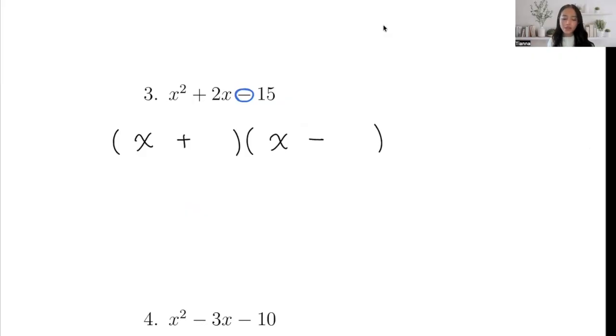Our thinking is still the same. So what numbers multiply to 15, but subtract, because this is a negative, subtract to 2. So that would be 5 and 3. So we have to think, do we want 5 minus 3 or 3 minus 5? And that's going to dictate where we put each of our numbers. We want 5 minus 3. So we're going to put the 3 with the subtraction and then the 5 with our addition.